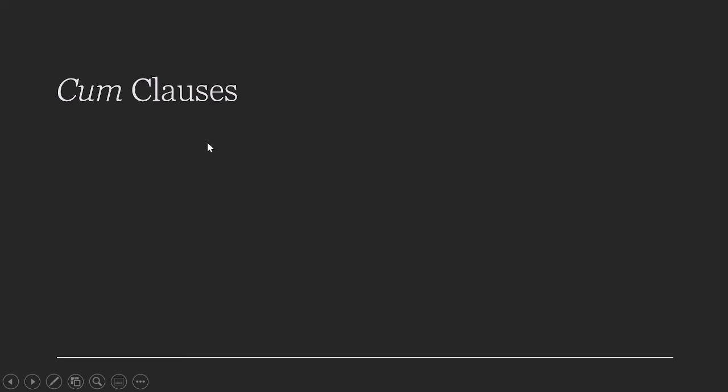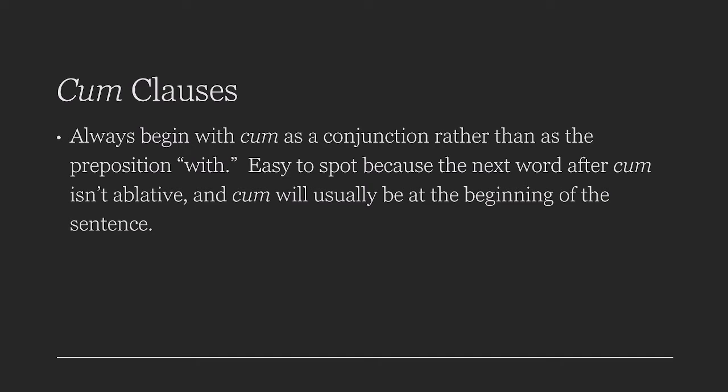So, what are cum clauses? These are clauses that always start with the conjunction cum, not the preposition cum that means with. And you'll know it's a cum clause rather than a cum plus the ablative because the next word after the cum won't be ablative, as it would be if it was a cum prepositional phrase. Also, the cum will usually come at the beginning of the sentence. Sometimes you'll see a cum clause mid-sentence like you do most other clauses, but normally when Latin uses a cum clause, it's going to be an introductory clause.